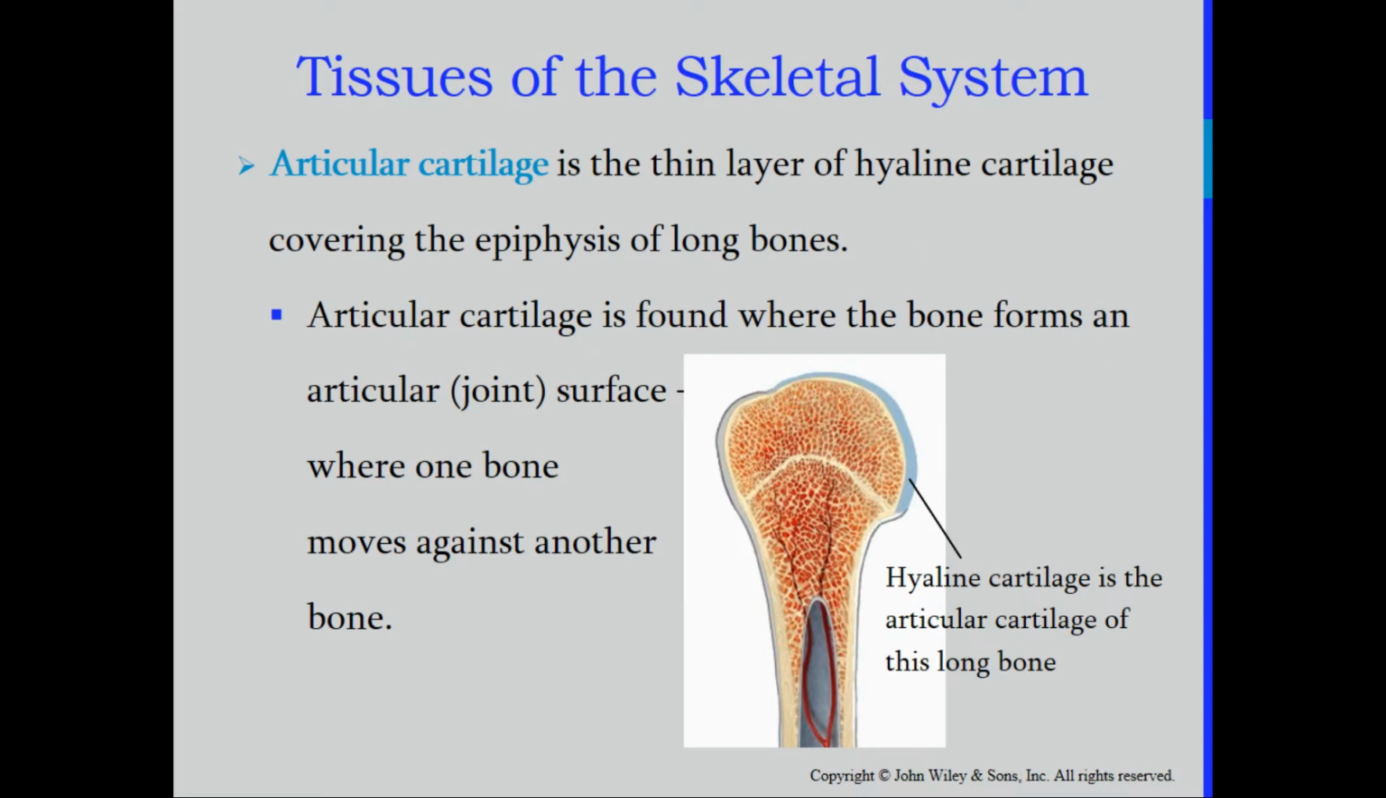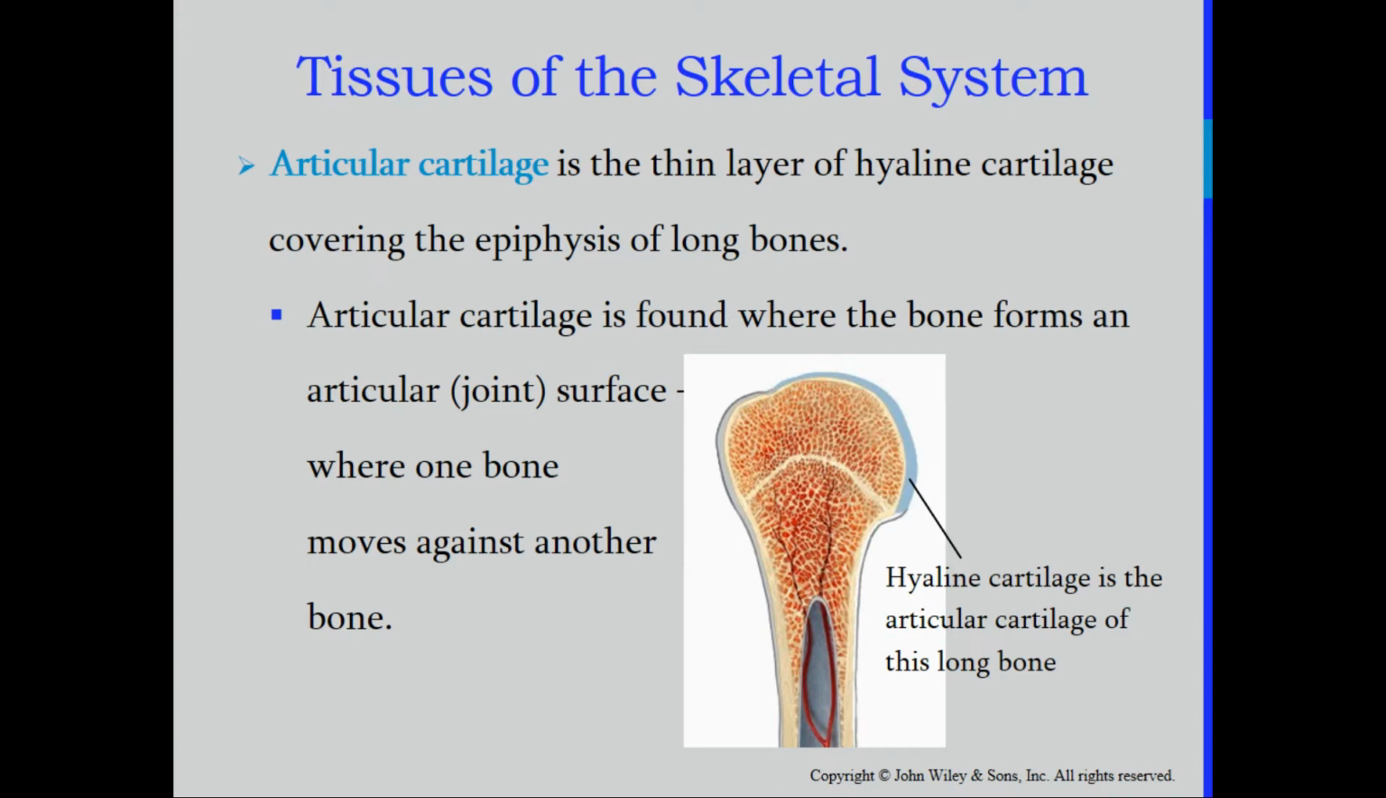Articular cartilage covers the ends of the bones. This is made of hyaline cartilage. It covers the epiphysis of the bones, again, the ends. Articular cartilage is found where bone forms an articular surface or a joint. So anywhere you have a bone that joins another bone, that is called an articular surface. So where the head of your femur fits into the socket in your pelvis, that is an articular surface.